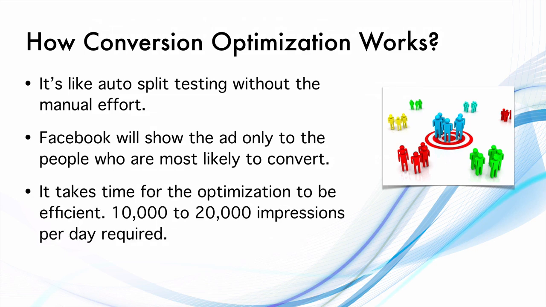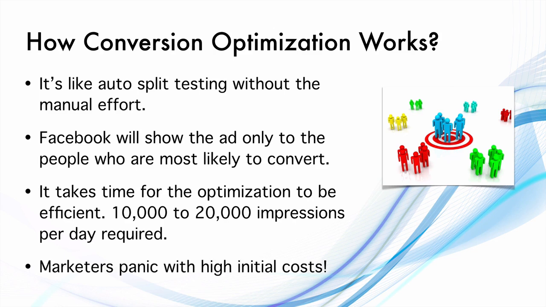Another thing to note in this entire thing is that it takes time for the optimization to be efficient. Obviously, in any split testing activity, if there is not enough sample size, then the results will not be accurate. So you have to run the ad in such a way that there are at least 10,000 to 20,000 impressions per day for Facebook to learn how to optimize the ad for the best target audience.